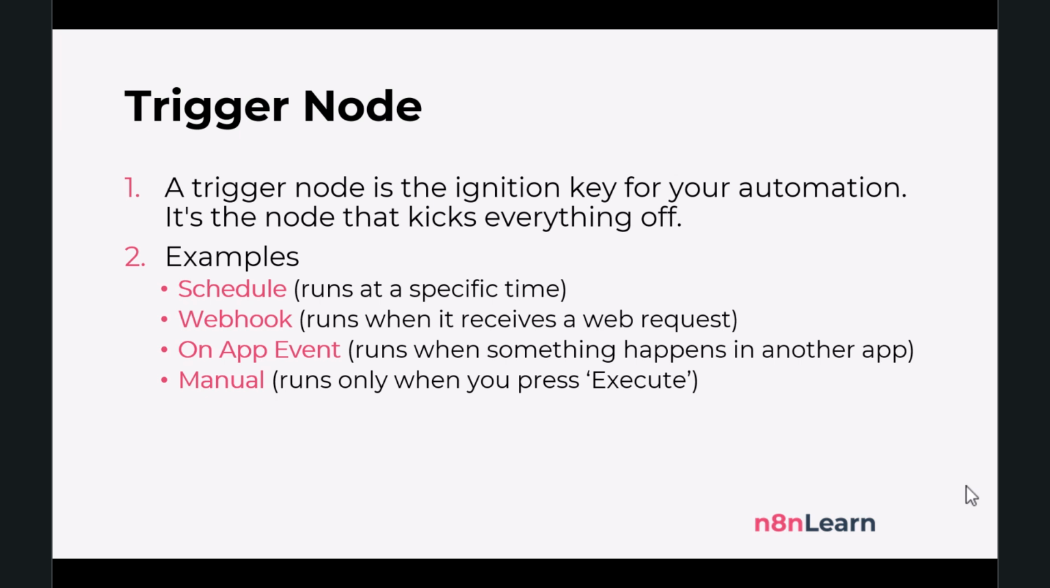The first job is starting the workflow, and for this we use the trigger node. A trigger is the ignition key for your automation. It's the event that kicks everything off. Nothing happens until the trigger fires. Triggers start a workflow in response to a specific event. And we have a variety of different kinds of trigger nodes. For example, schedule, which runs at a specific time; a webhook, which runs when it receives a web request; an on-app event, which runs when something happens in another app; and a manual trigger node, which runs only when you press execute.